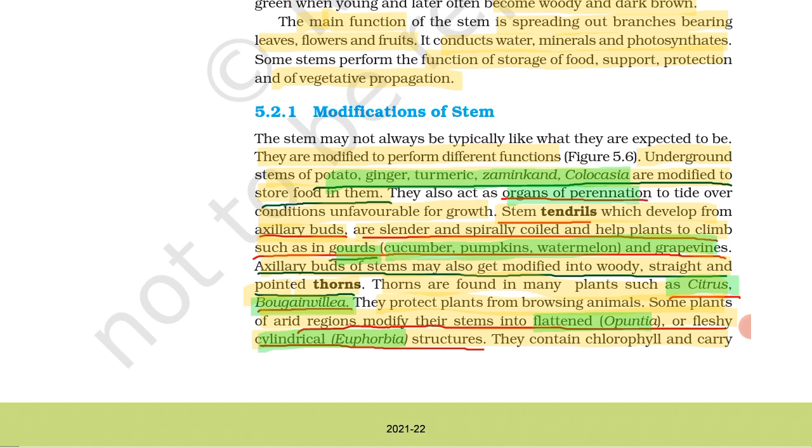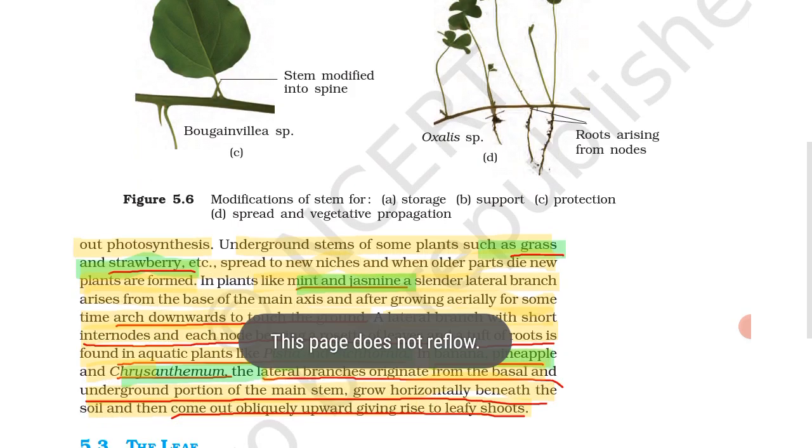If the axillary bud gets modified into woody, straight, pointed thorns, the examples of such thorny plants are citrus and bougainvillea. They protect the plant from browsing animals. In some arid regions, the stem is modified into flattened opuntia and fleshy cylindrical euphorbia. They contain chlorophyll and carry out photosynthesis.